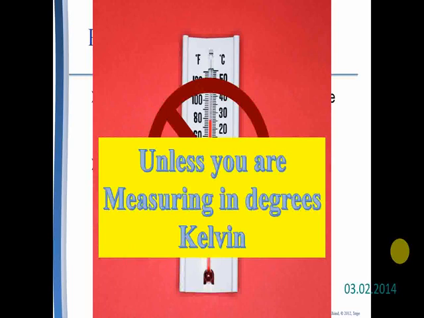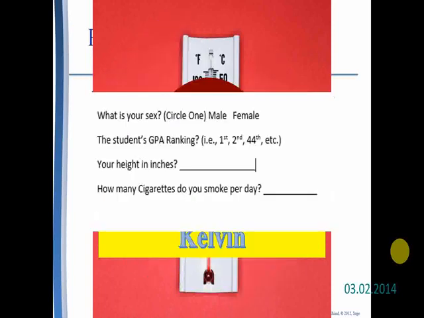That's a different area. So you think about the kind of things that we ask about. Nominal scale up there on the top: What is your sex? Circle one, male or female. The ordinal scale: the student's ranking on their GPA. First, 44th, etc.